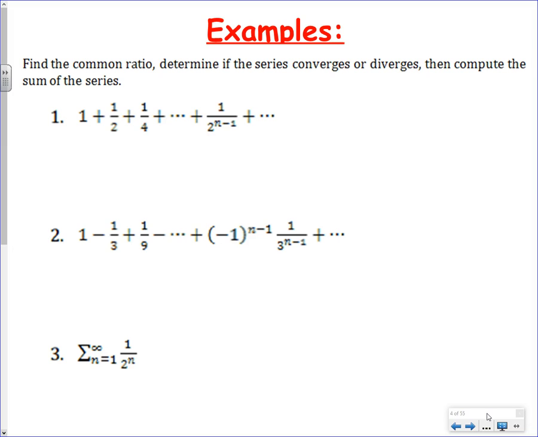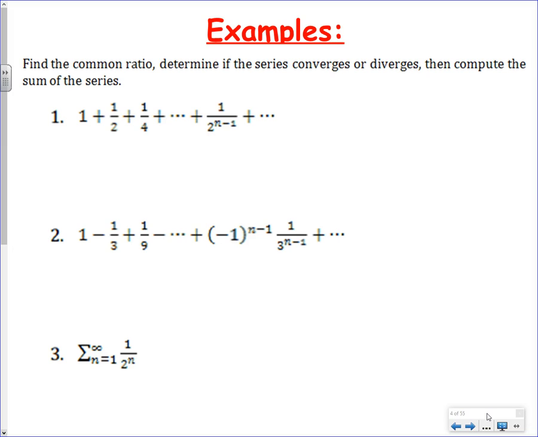Pause, write down number 1, and as you write down, identify what is R. And as you identify what is R, take the endeavor card and make the connection: from that R, will this series converge or diverge? If diverge, done, box it, over. If converge, ooh, there's a formula I should plug in to see what it converges to.